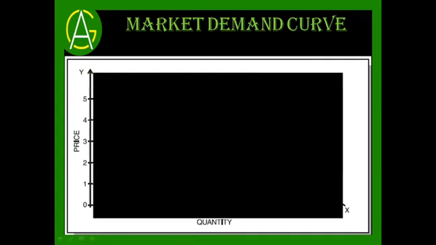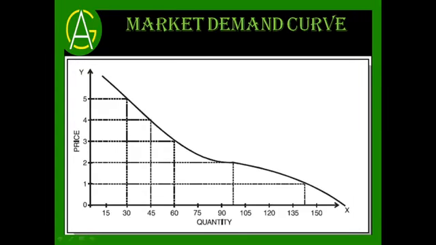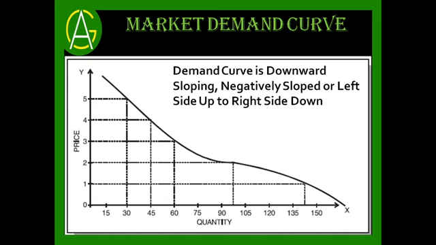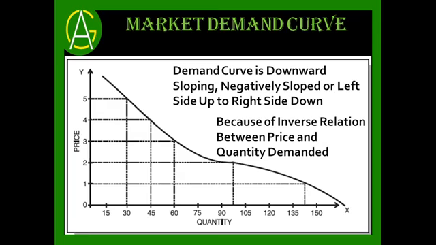Now this can be presented on the diagram also. So this is the market demand curve, and market demand curve is also downward sloping or negatively sloped or left side up to right side down. Why is the market demand curve also downward sloping? Because of inverse relation between price and quantity demanded. So when there is inverse relation between price and quantity demanded, the curve becomes downward sloping.